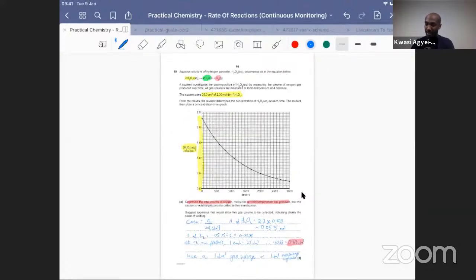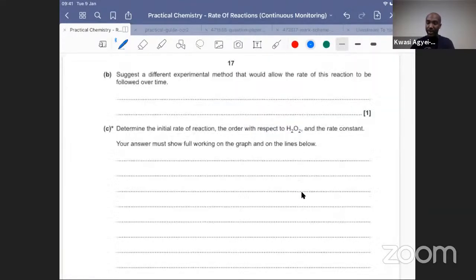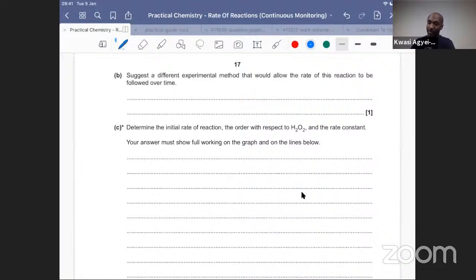If we look at the next part, it says suggest a different experimental method. So we want a different experimental method that would allow the rate of this reaction to be followed over time. So again, we're still looking at the continuous method of monitoring the rate of the reaction. If we're not going to be collecting the gas formed and recording the volume with time, what can we do? Well, we can use the mass loss method.